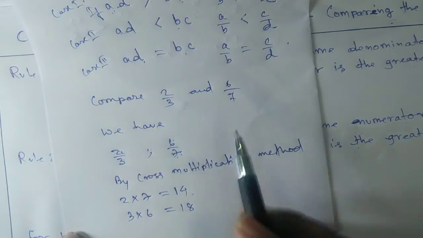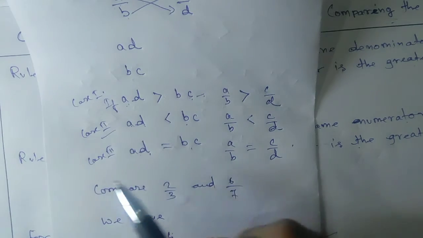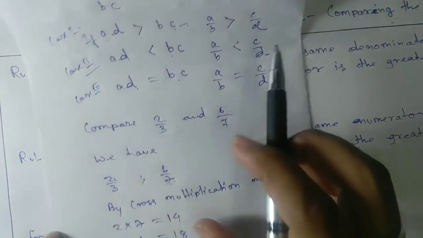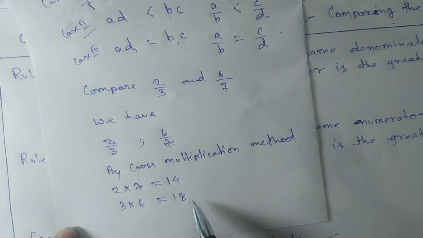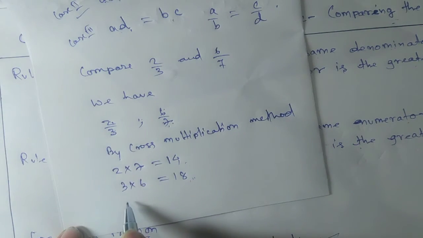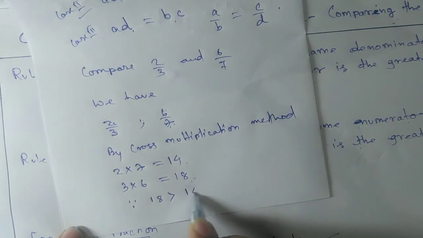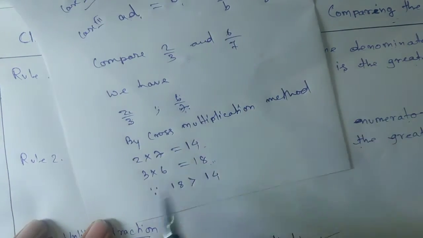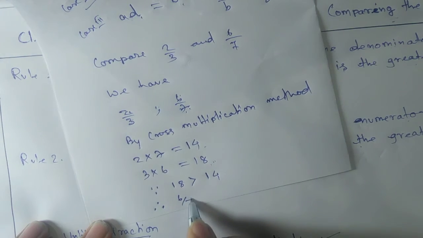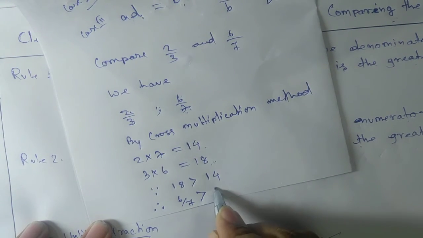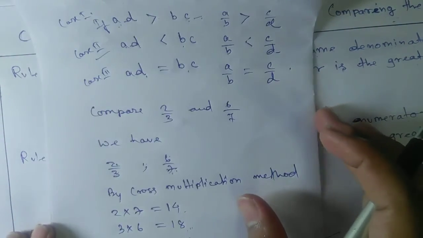But here the second case arises. You can see that 3 into 6, that is 18, is greater. So therefore, since 18 is greater than 14, you can say that 6 by 7 is greater than 2 by 3. This is one method you can solve it.